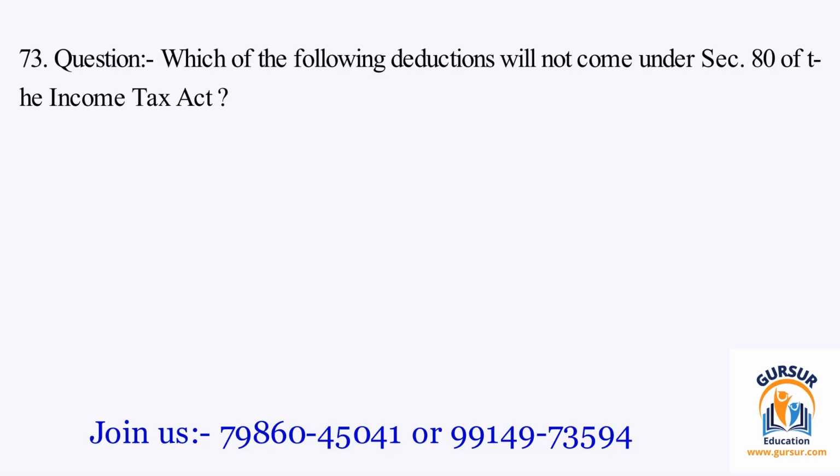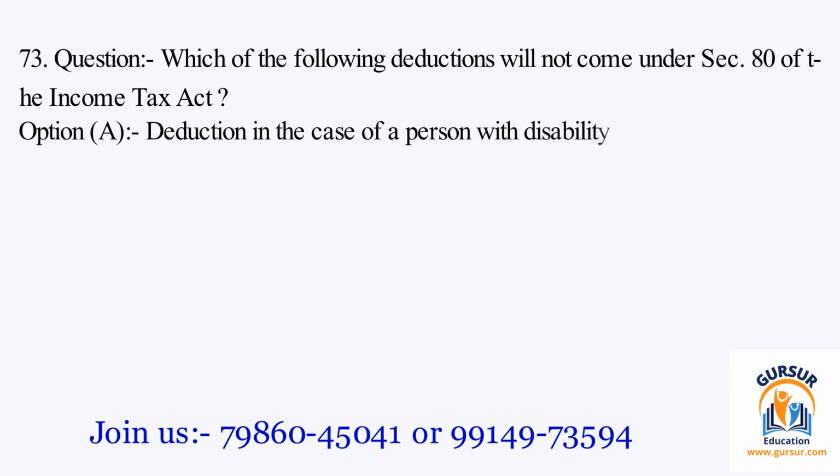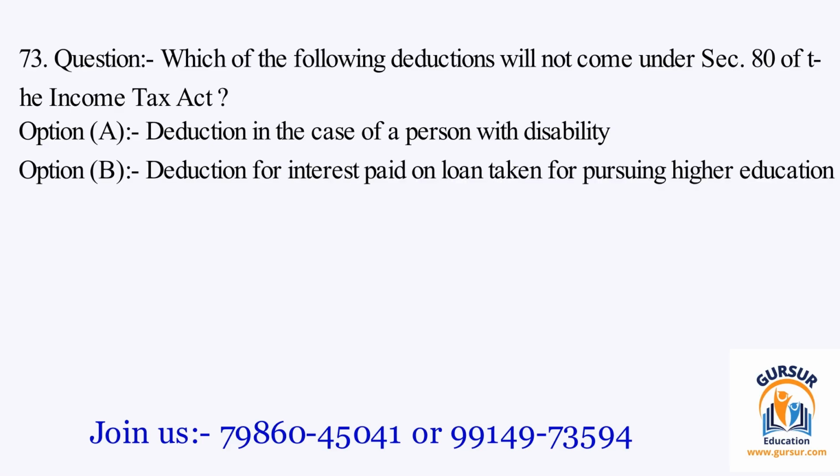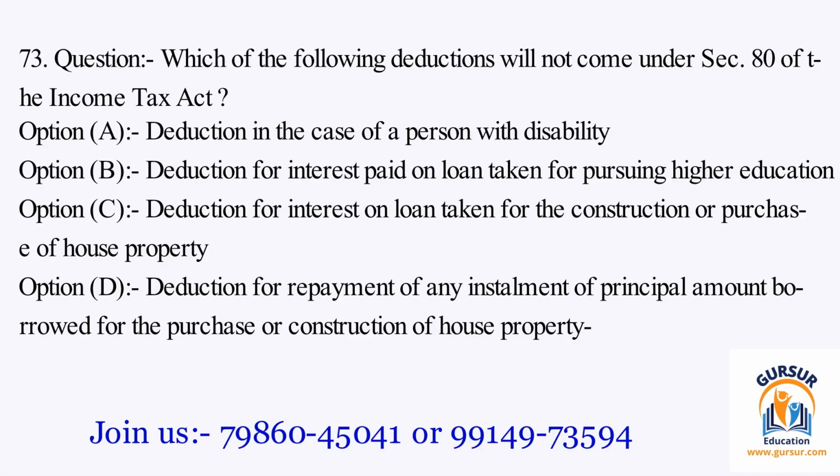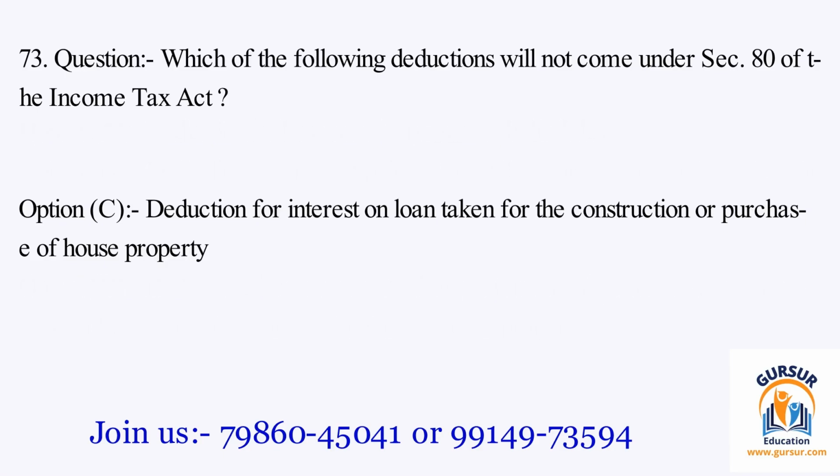Question number 73. Which of the following deductions will not come under Section 80 of the Income Tax Act? Option A is deduction in the case of a person with disability. Option B is deduction for interest paid on loan taken for pursuing higher education. Option C is deduction for interest on loan taken for the construction or purchase of house property. Option D is deduction for repayment of any installment of principal amount borrowed for the purchase or construction of house property. The right answer of the question is option C, and that is deduction for interest on loan taken for the construction or purchase of house property.